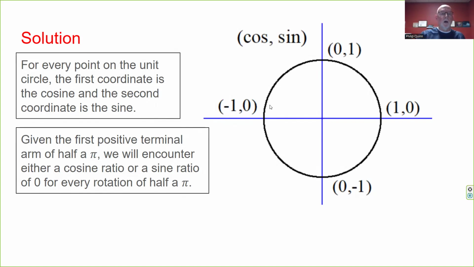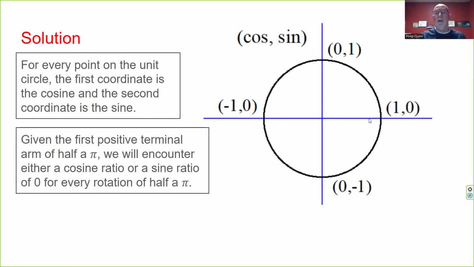So given the first positive terminal arm, it's half a pi. So from the initial arm, we rotate counterclockwise. We stop up here at half a pi or 90 degrees, and we see that we've got a cosine ratio of 0. It's the first one. Then we rotate another half pi, and we get a sine ratio of 0. Rotate again, half a pi, cosine 0. Half a pi, sine 0.